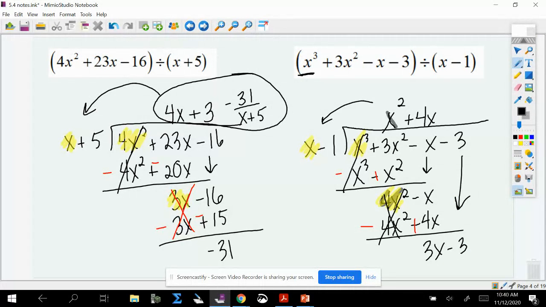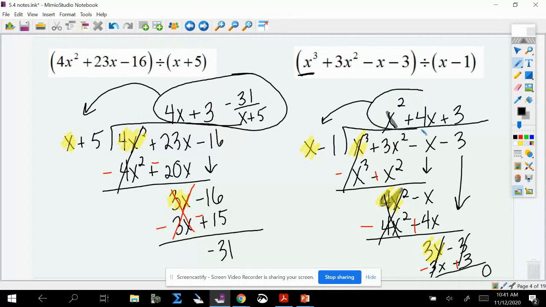Repeat. So I want to figure out what do I multiply x by to get it to be a 3x. That's going to be 3, so plus 3. 3 times x is 3x. 3 times negative 1 is negative 3. When I change signs, this is going to be negative, this is going to be positive. So I end up with no remainder.